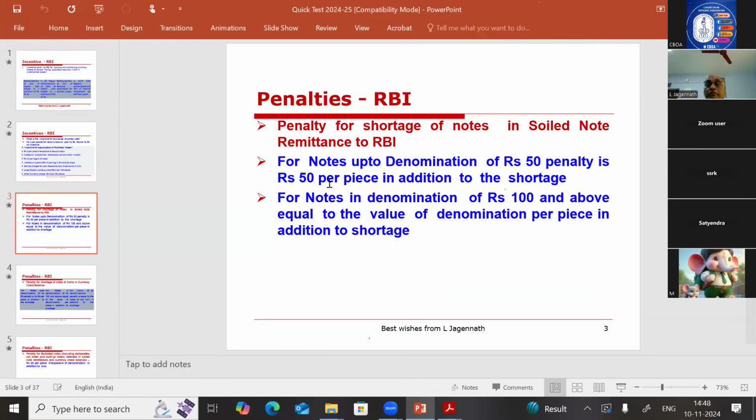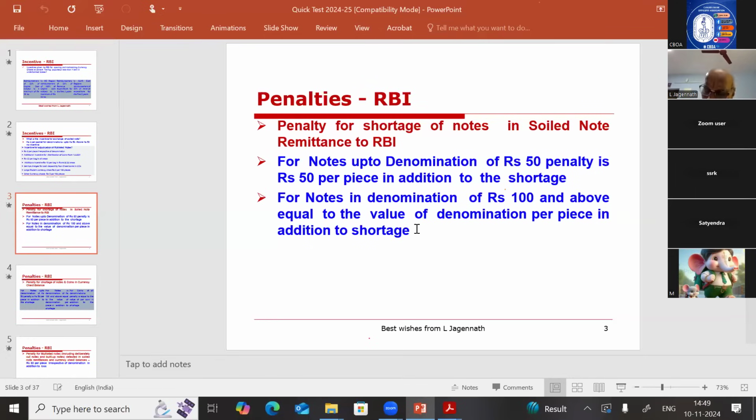Then for notes of denomination rupees 100 and above, the penalty is equal to the value of the denomination per piece in addition to the shortage. Similarly, if it is 100, 200, 500 or 2000, whatever it is, suppose in one 2000 rupee or one 500 rupee soiled note remittance, one piece is the shortage. The penalty is 500 and the loss is 500. So 1000 rupees banks have to pay to RBI.